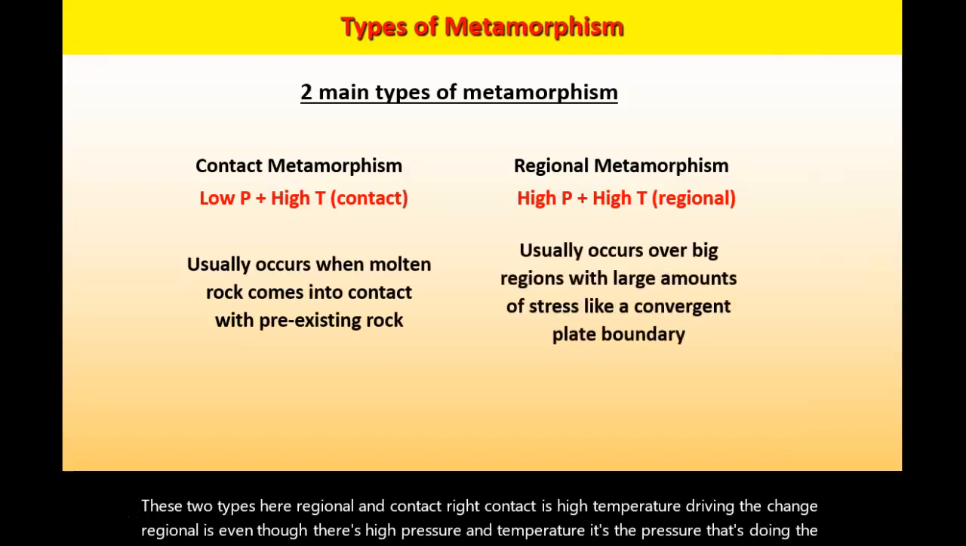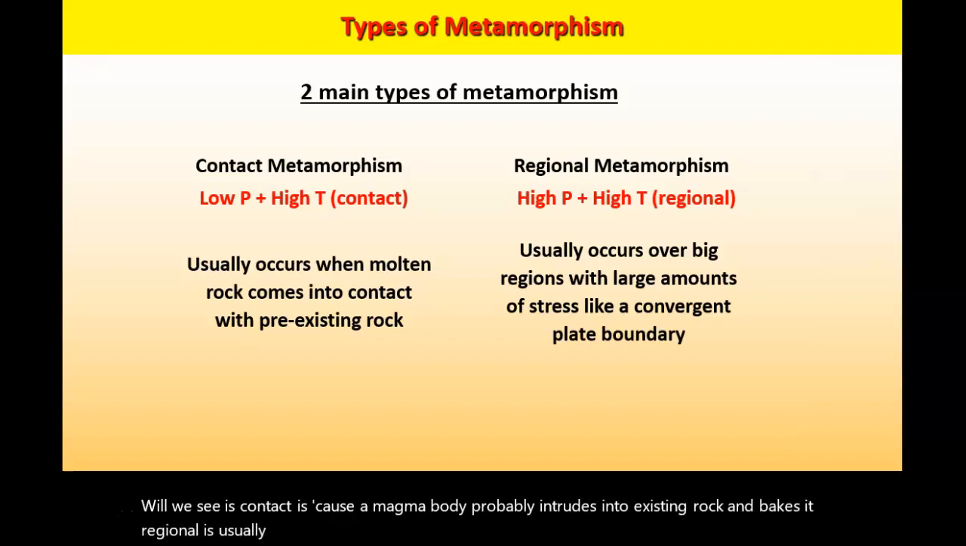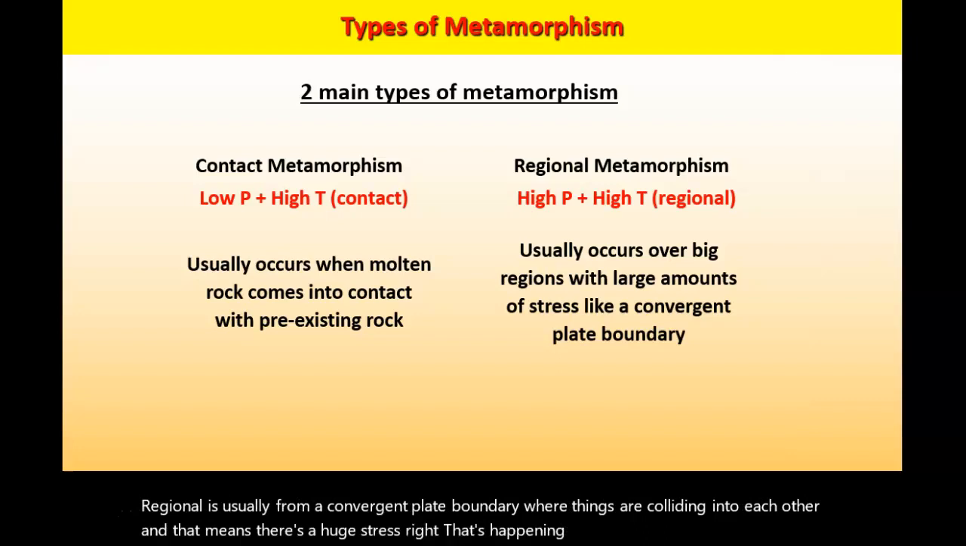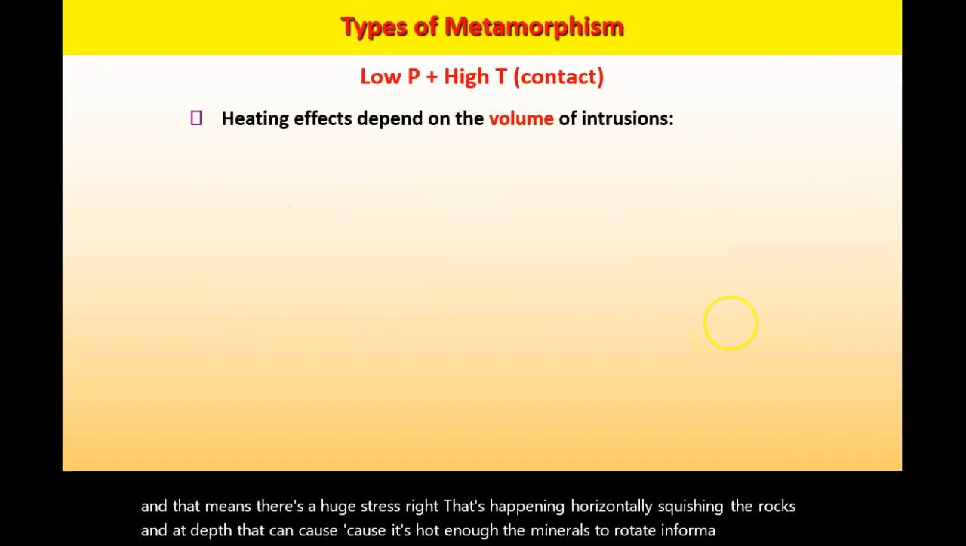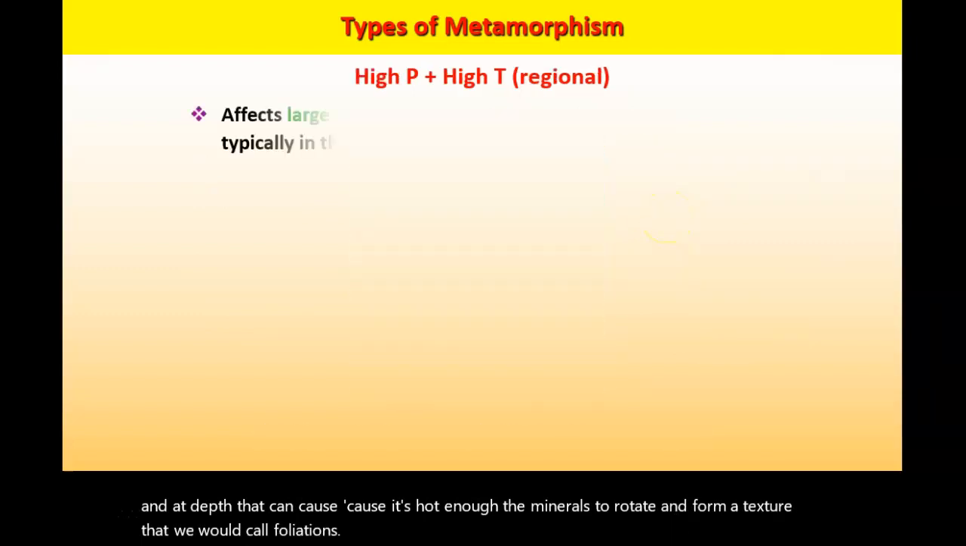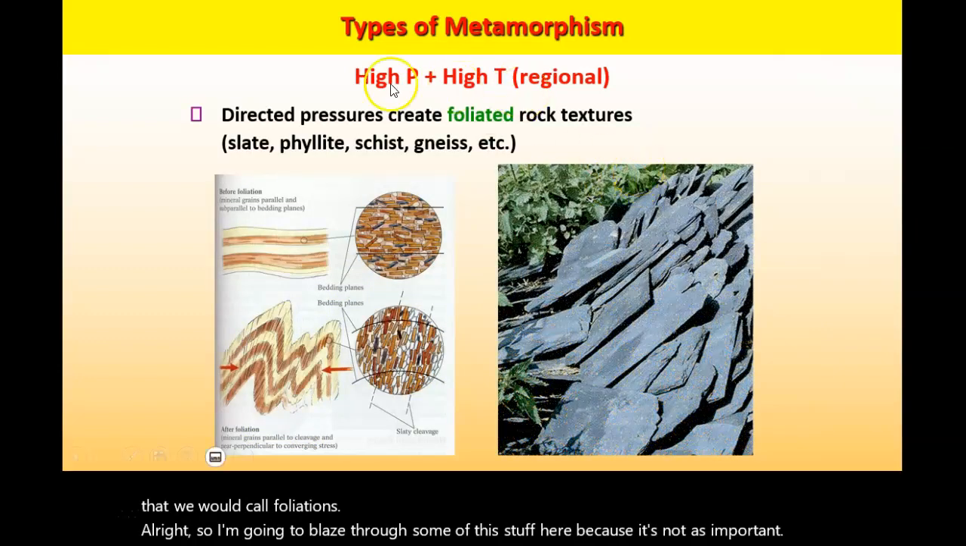Right? So what we see is contact is because a magma body probably intrudes into existing rock and bakes it. Regional is usually from a convergent plate boundary where things are colliding into each other, and that means there's a huge stress, right, that's happening horizontally, squishing the rocks. And at depth, that can cause, because it's hot enough, the minerals to rotate and form a texture that we would call foliation. All right, so I'm going to blaze through some of this stuff here because it's not as important. It's really just reviewing some of the things.